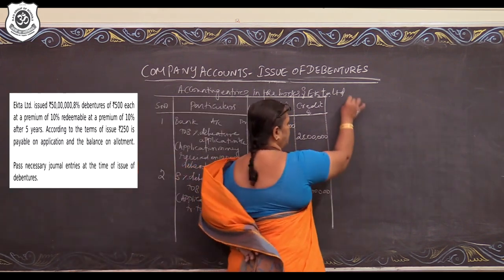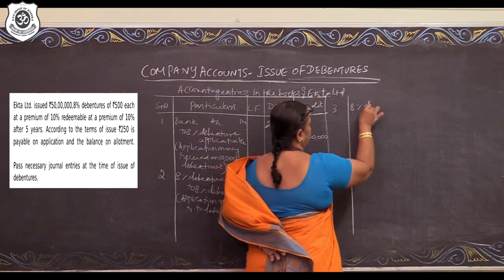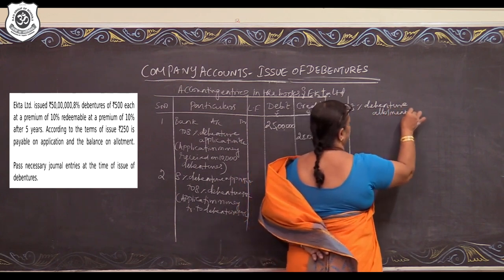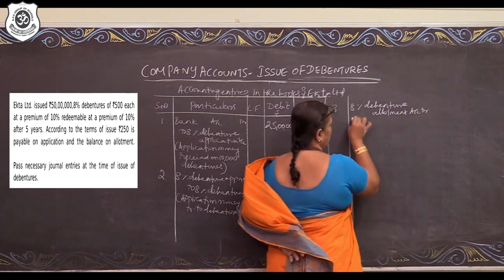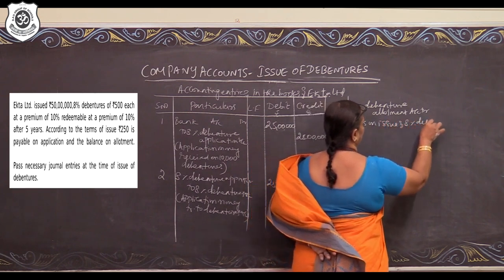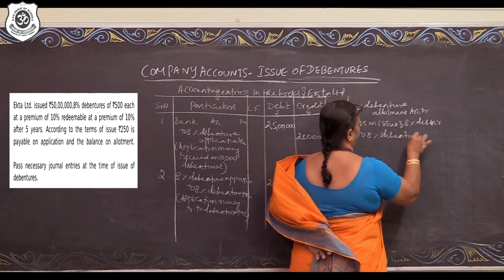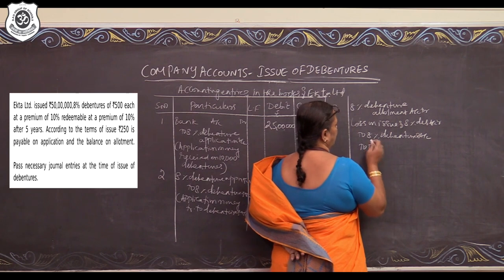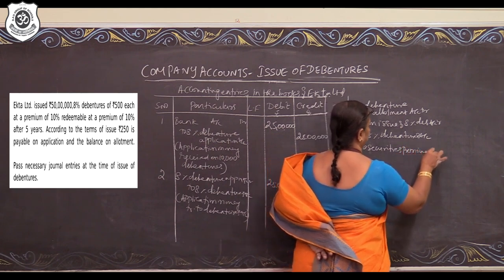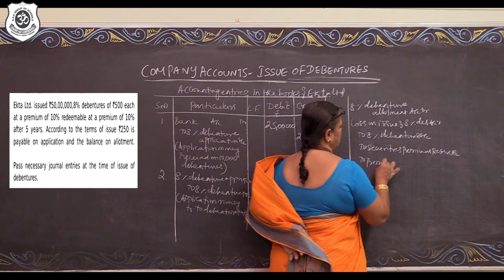Now, going to the third entry. Entry for making allotment due will be 8% debenture allotment account debit, loss on issue of 8% debentures account debit, to 8% debentures account, to securities premium reserve account, to premium on redemption of debentures account.